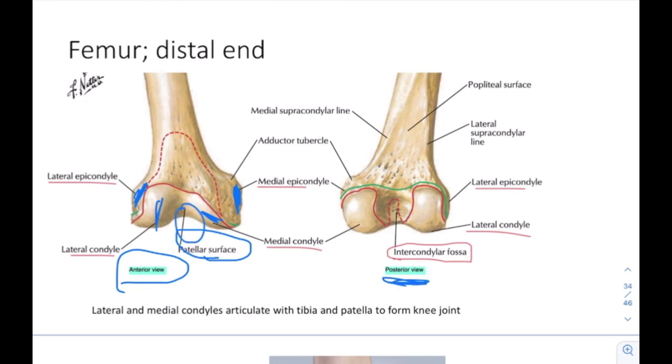And then the posterior view, again, we have the medial condyle here, the lateral condyle, and then between the condyles is the intercondylar fossa. Right here, this is the intercondylar fossa.